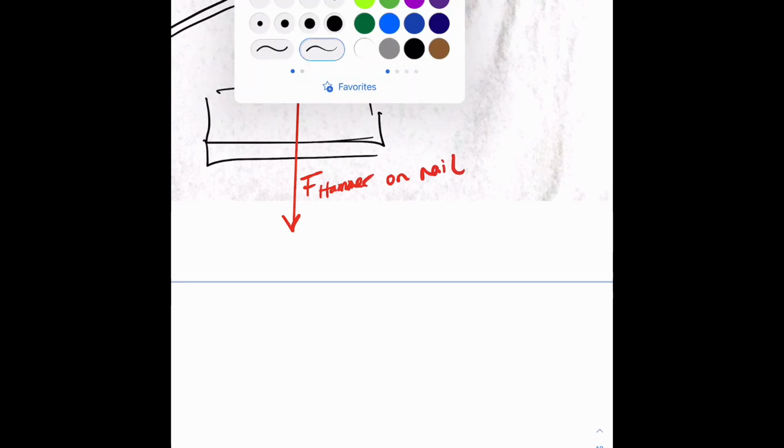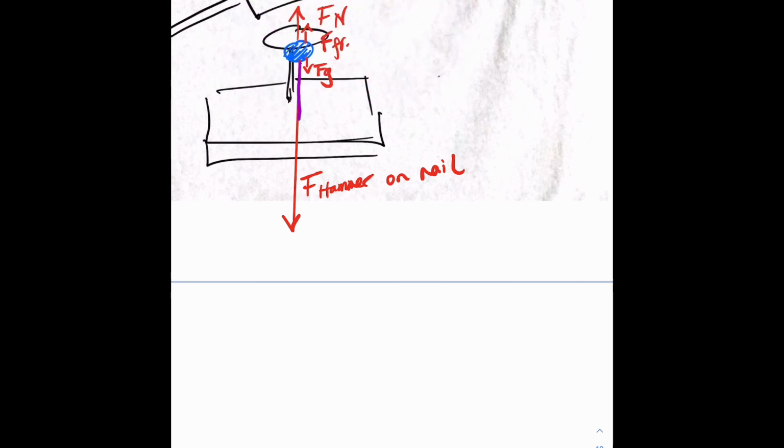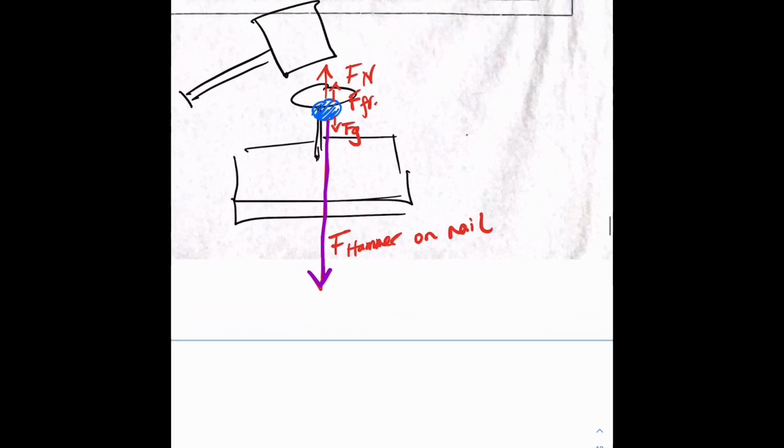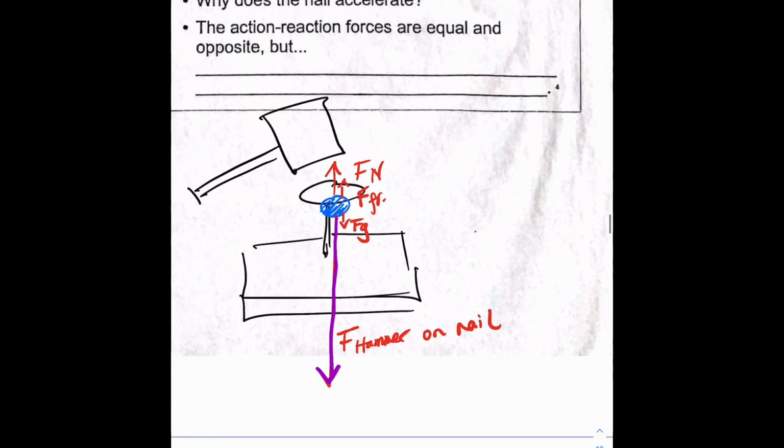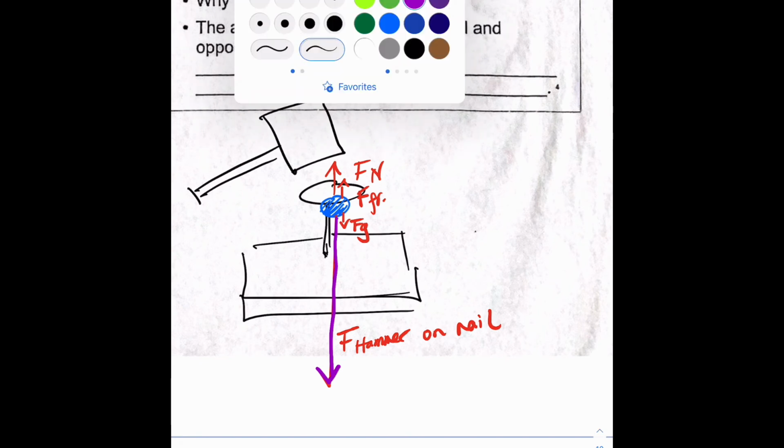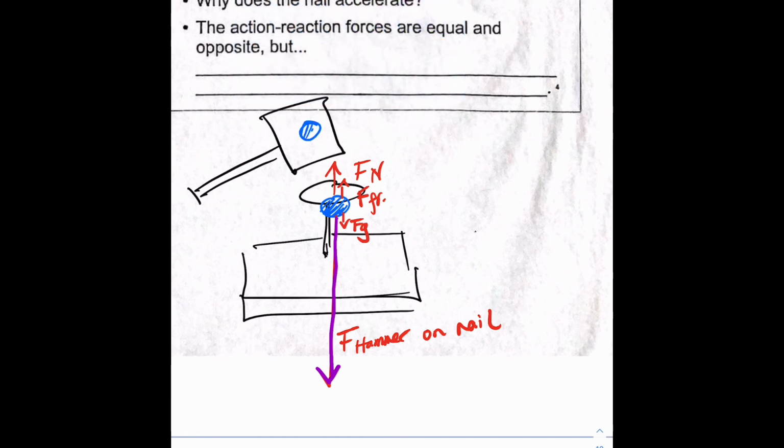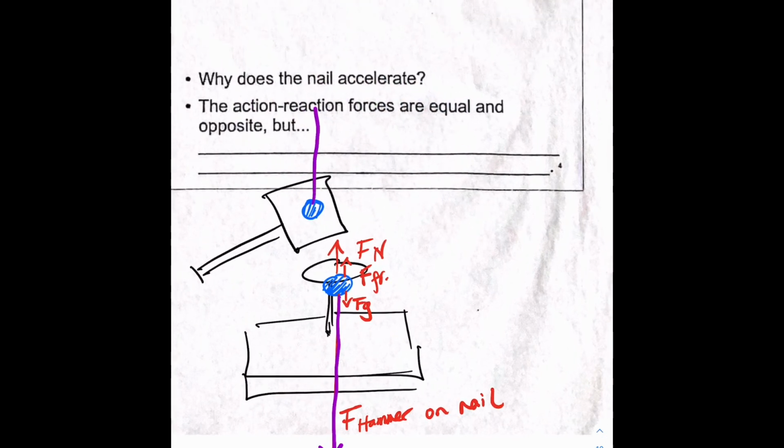And maybe I'll make this one purple. And my point here is that an equal and opposite force, also purple, is occurring on the hammer. Assuming this hammer hits dead on with this nail, this would be the force of the nail on the hammer. Whoops. Hammer is a hard word to spell.